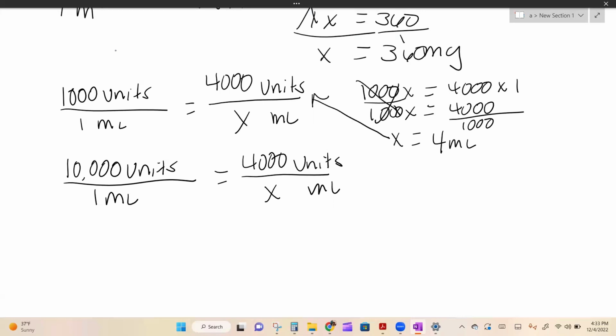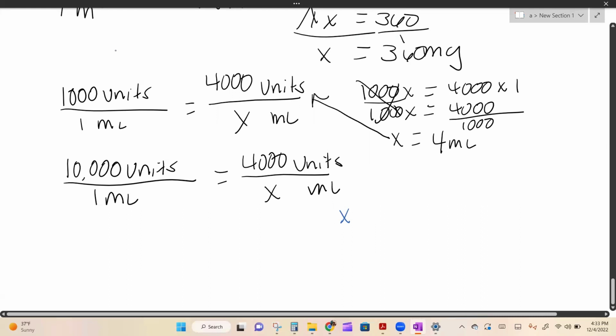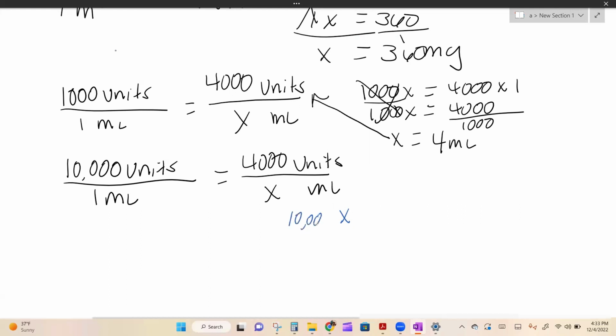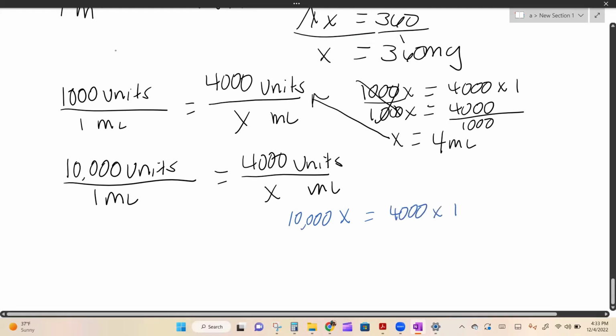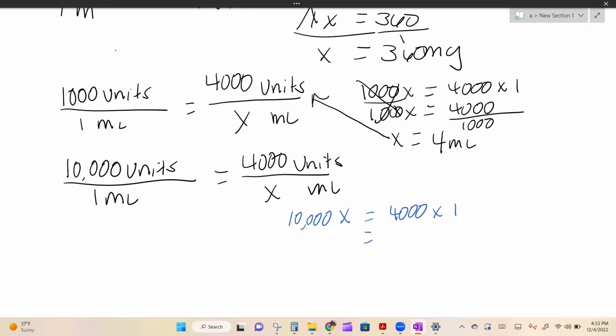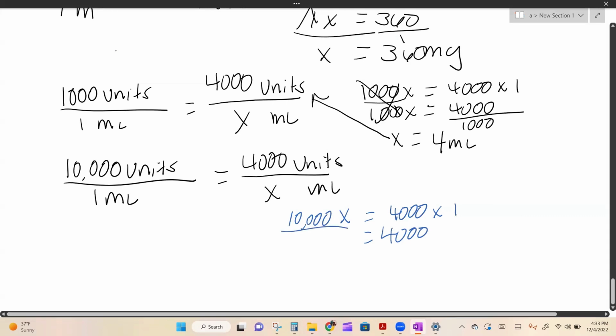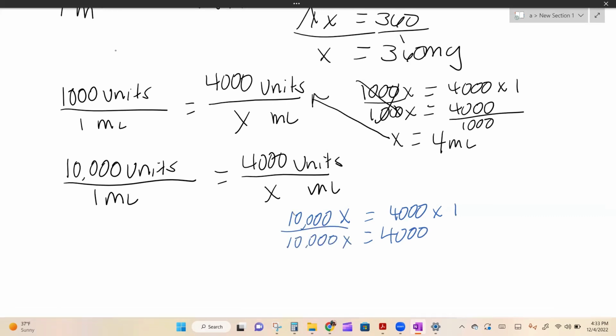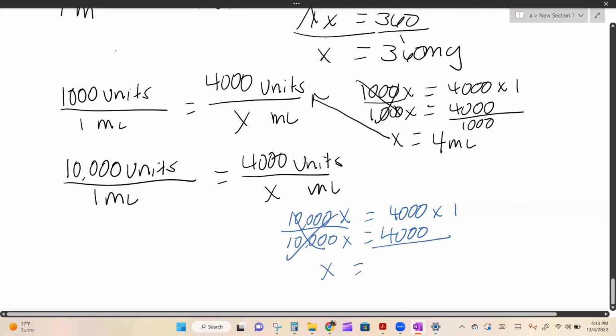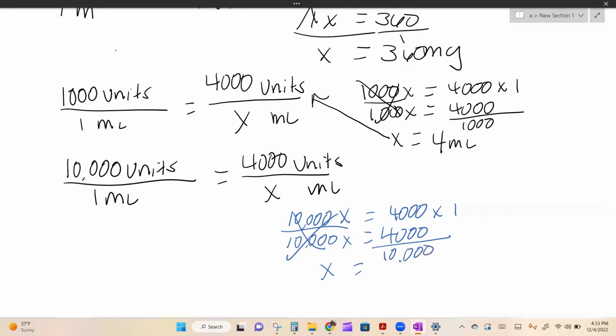Change the color. So we have 10,000x is equal to 4,000 times 1. Again, just like in the previous one, 4,000 times 1 is 4,000. And we want to get the x alone, so we need to divide this side by 10,000x. So 10,000 crosses off, we just have x left. And then, of course, we have to do it on this side as well.